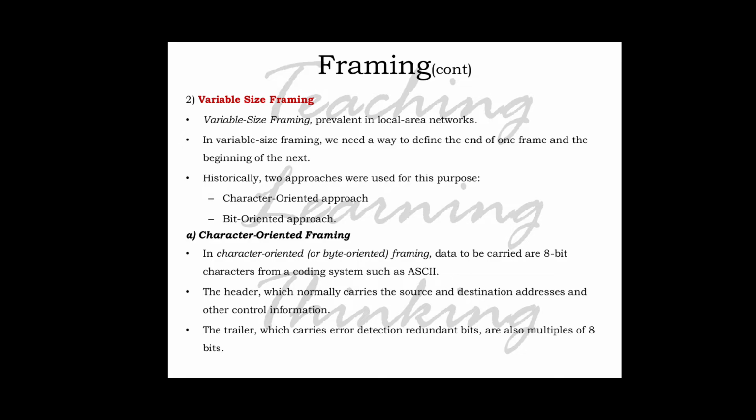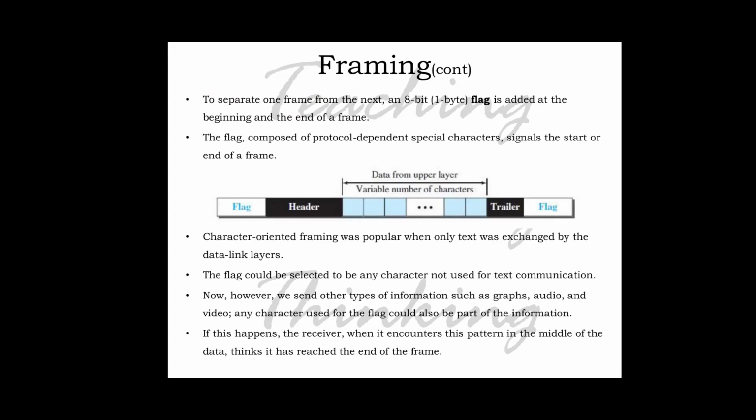Character oriented framing means we are sending the data in 8-bit characters. There is a header and one trailer. The header carries the destination address, the sender's source address, and some control information, and the trailer carries the error detection redundant bits, and it is also of 8 bits. And here, to separate one frame from the next, an 8-bit, that means 1 byte, flag is added at the beginning and end of the frame.